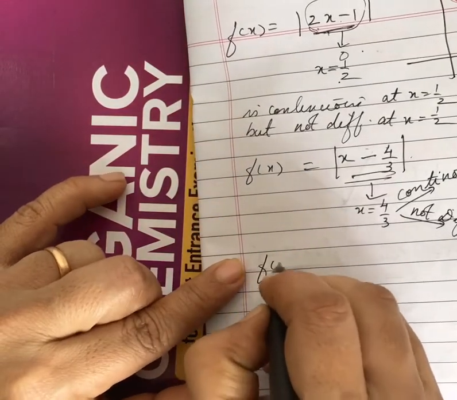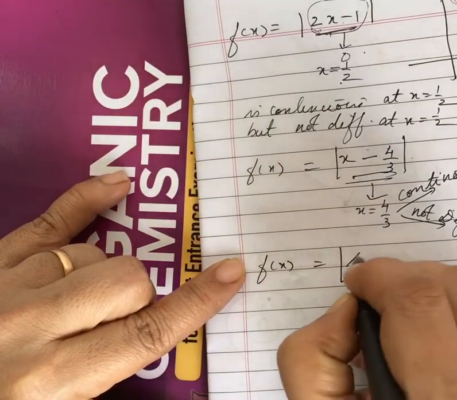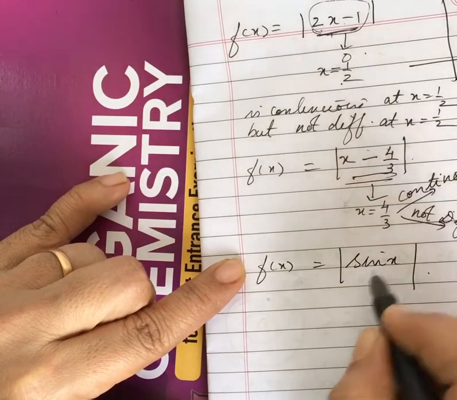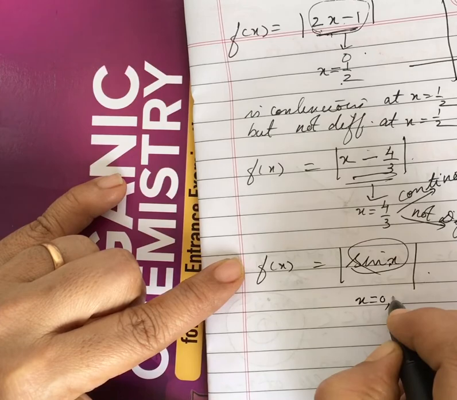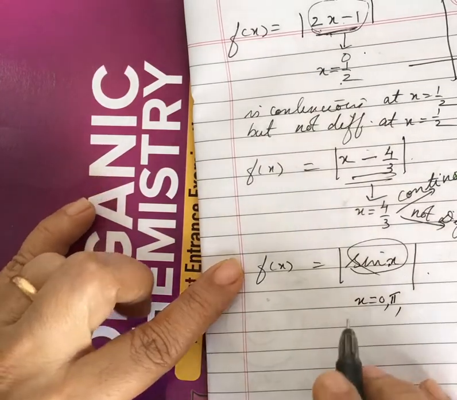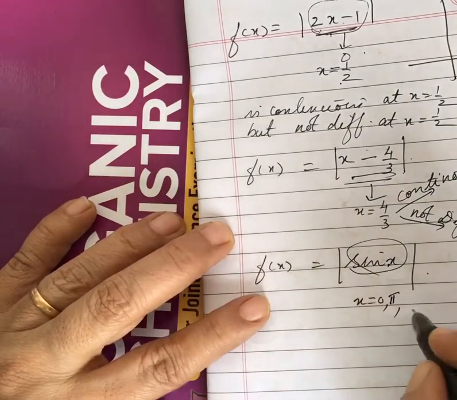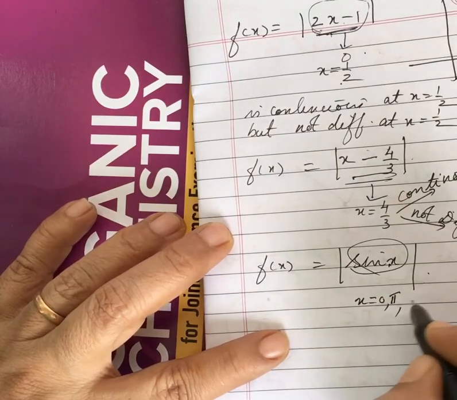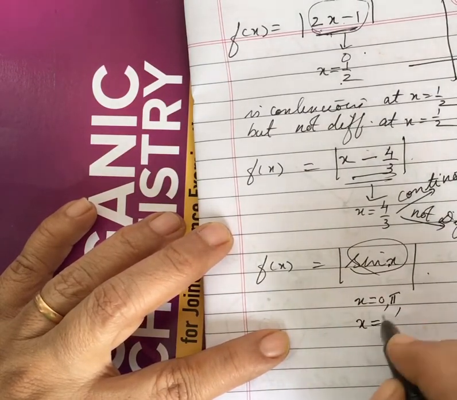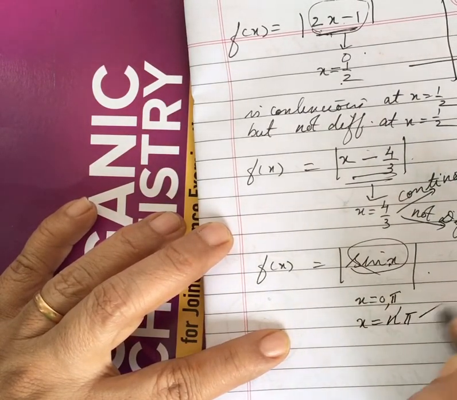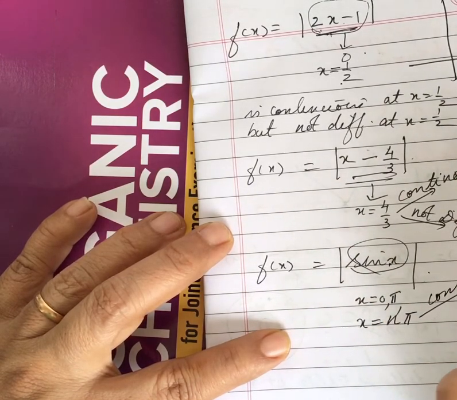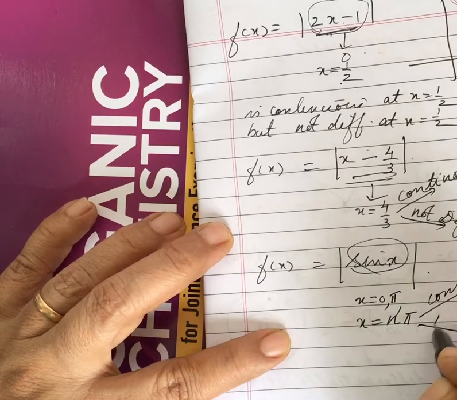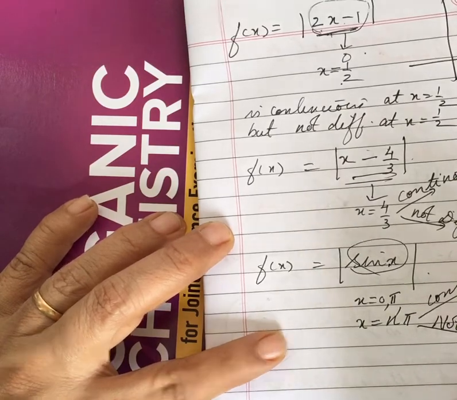Another function we can take is f of x equal to modulus sin x. Wherever this becomes 0, for example, x equal to 0, pi, these are all places where this becomes 0. X equal to 0, pi, or any integral multiples of pi, this becomes 0. This is continuous at all these points, but not differentiable at these points.